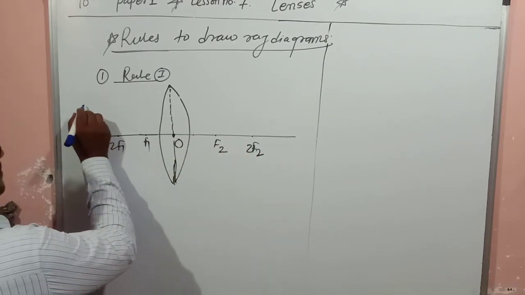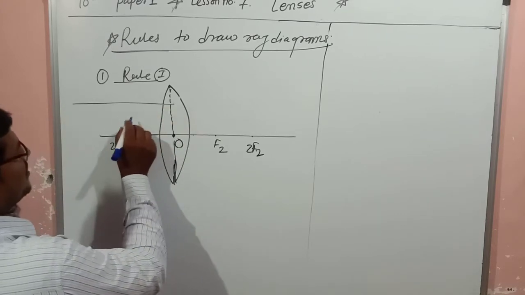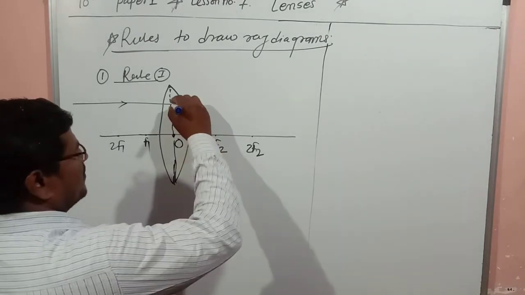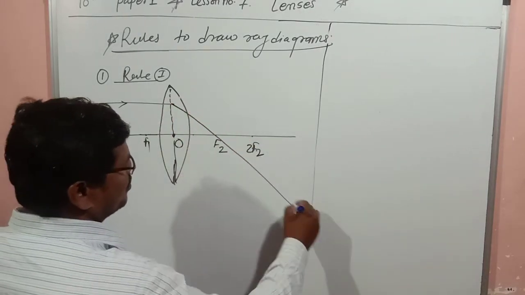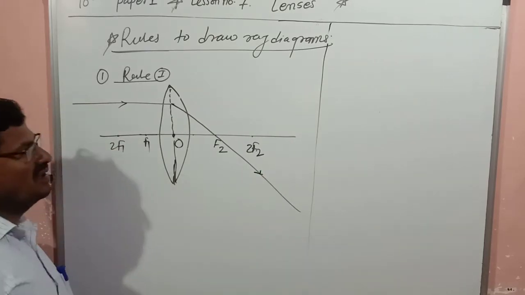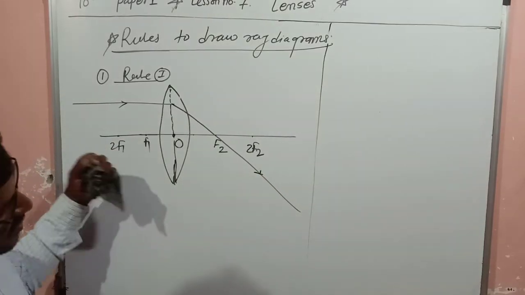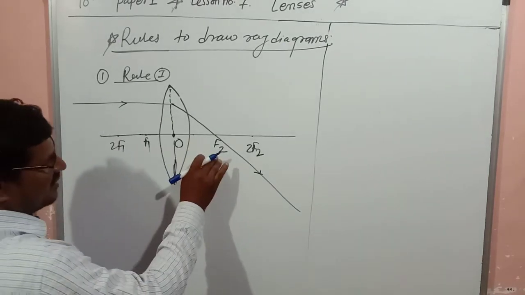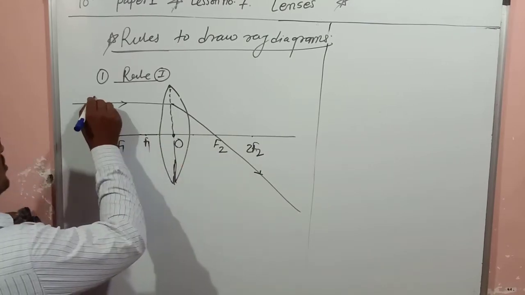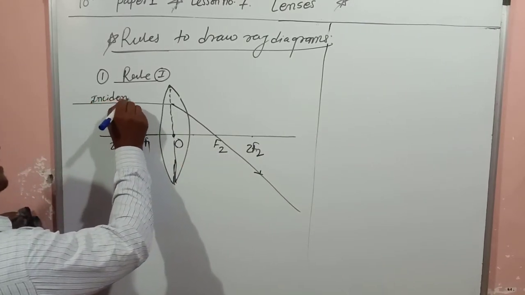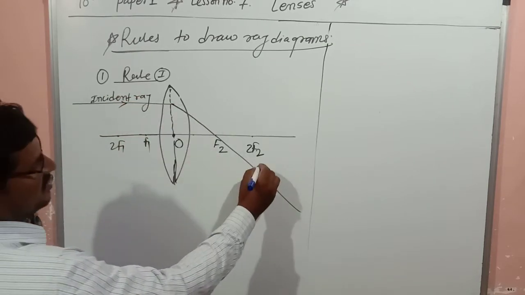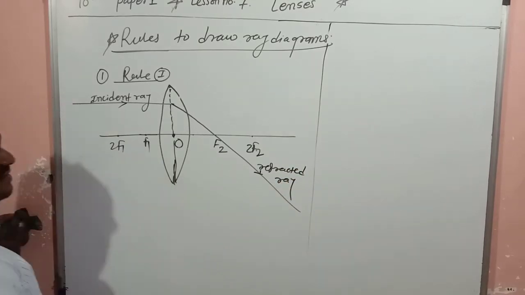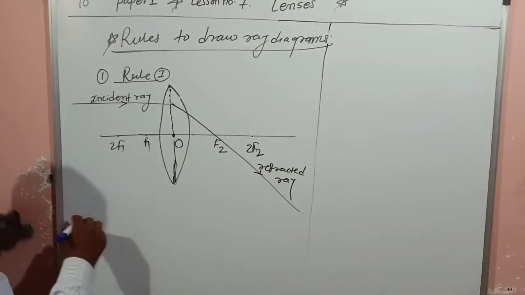So the first rule is: if the incident light ray is coming parallel to the principal axis, then the refracted light ray passes through the principal focus. This one is the incident ray, this one is the refracted ray. Incident ray, refracted ray.